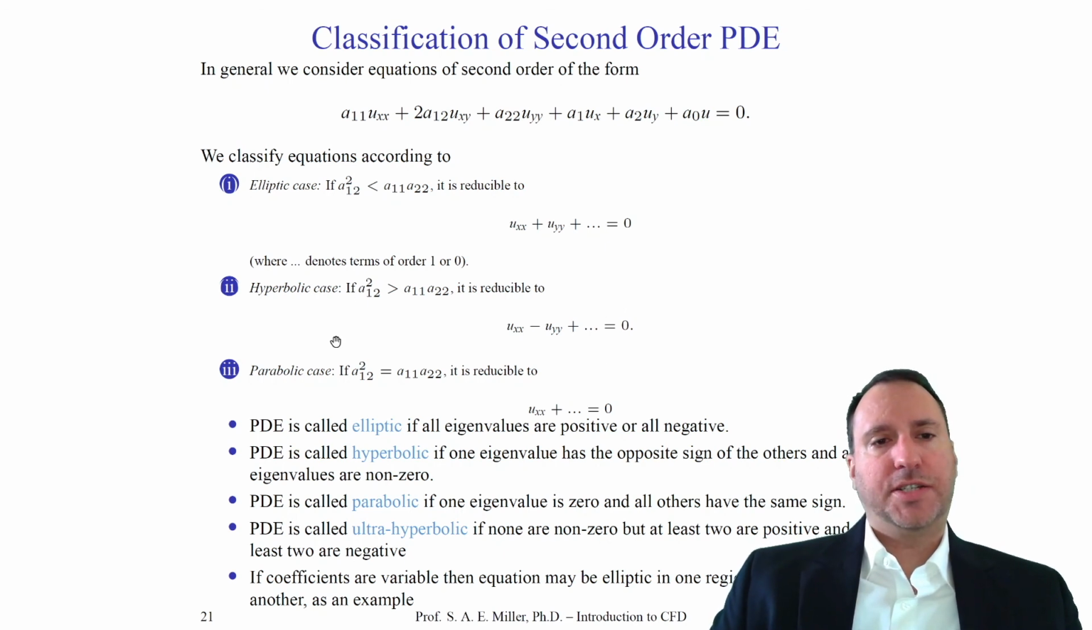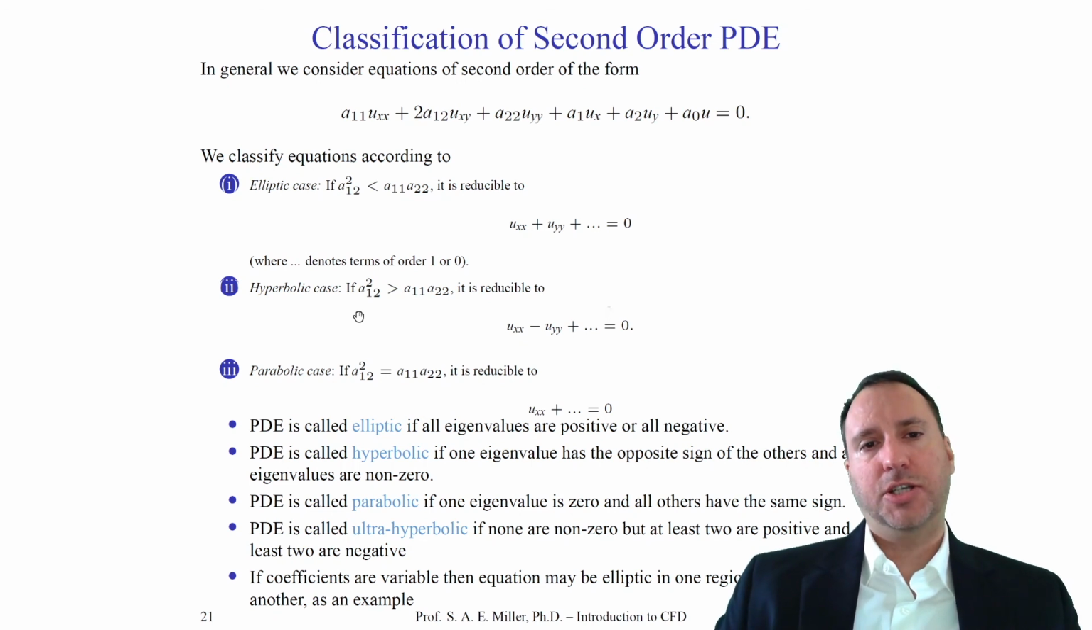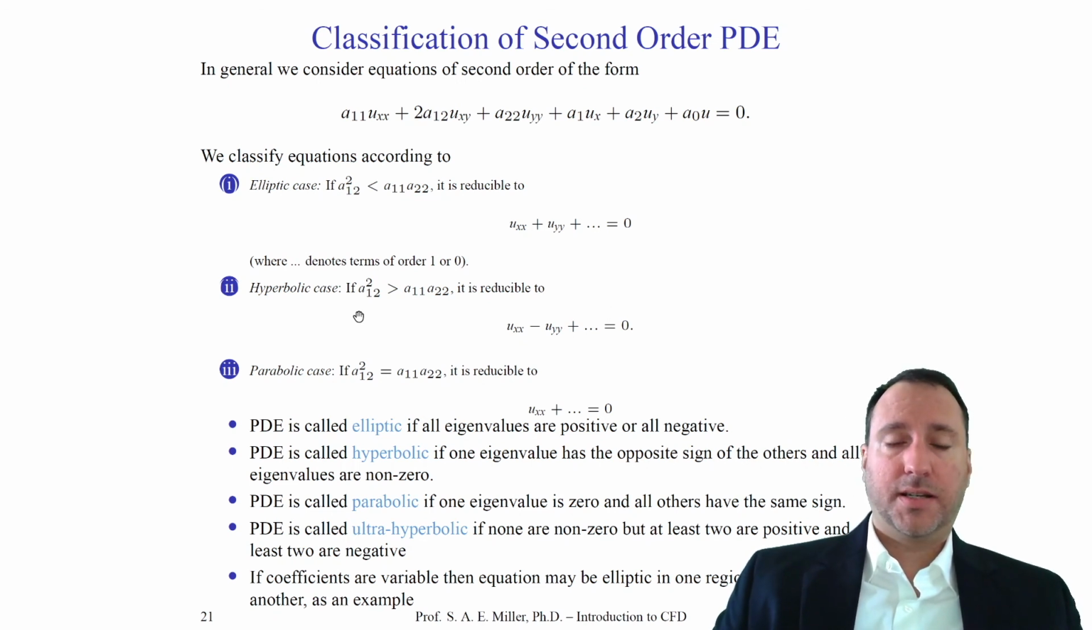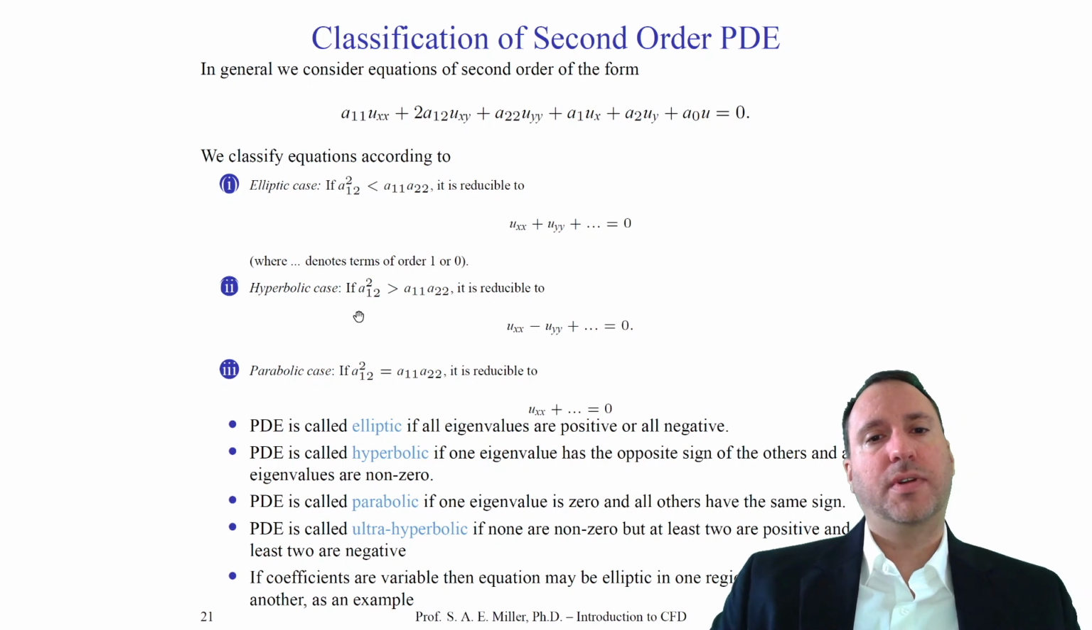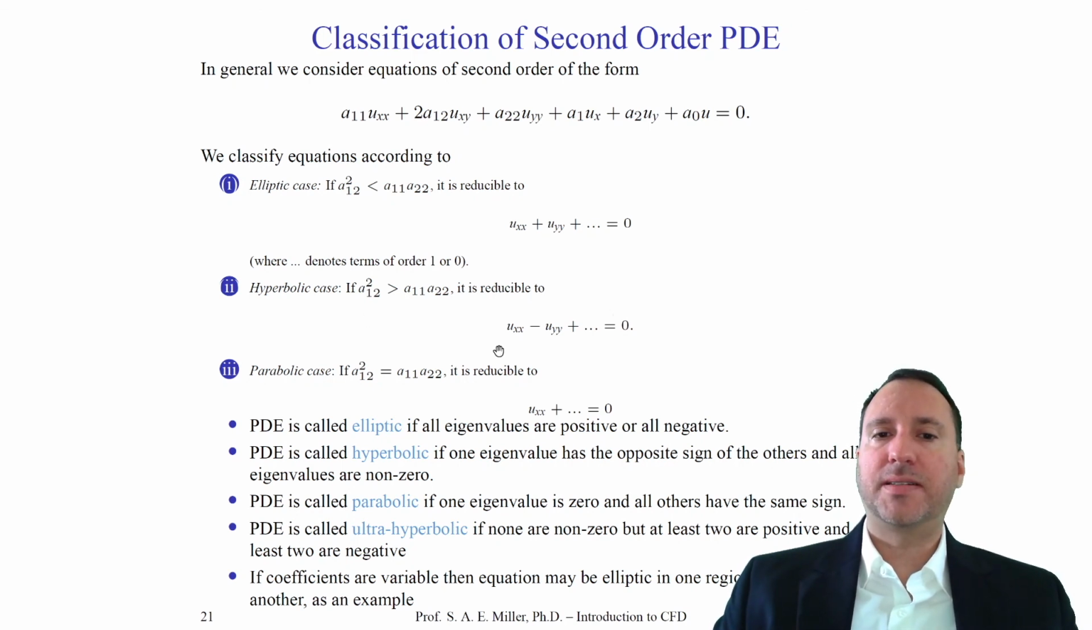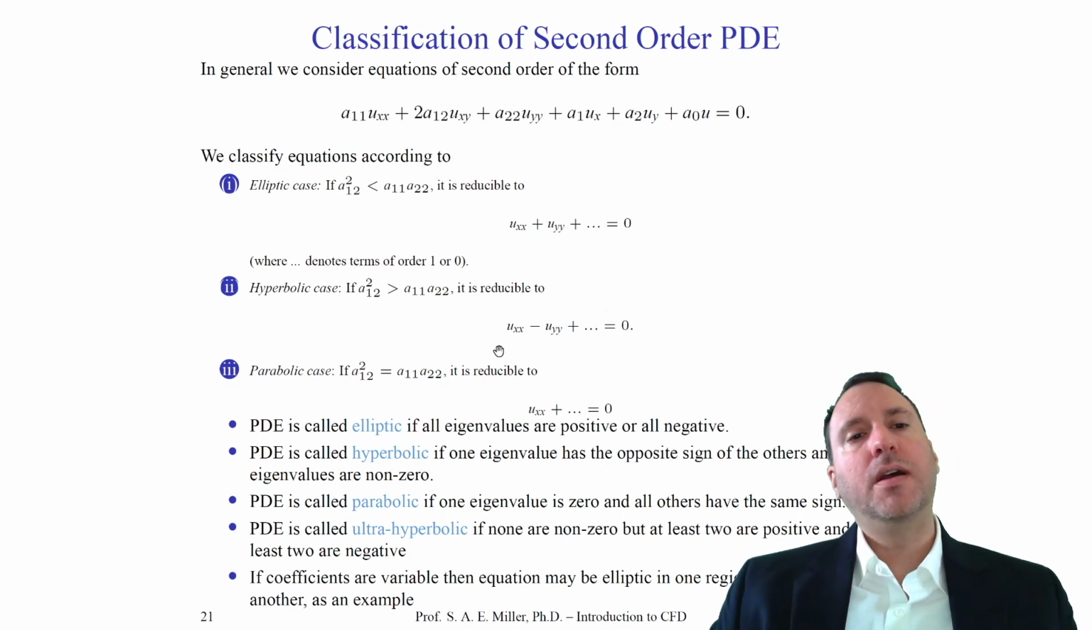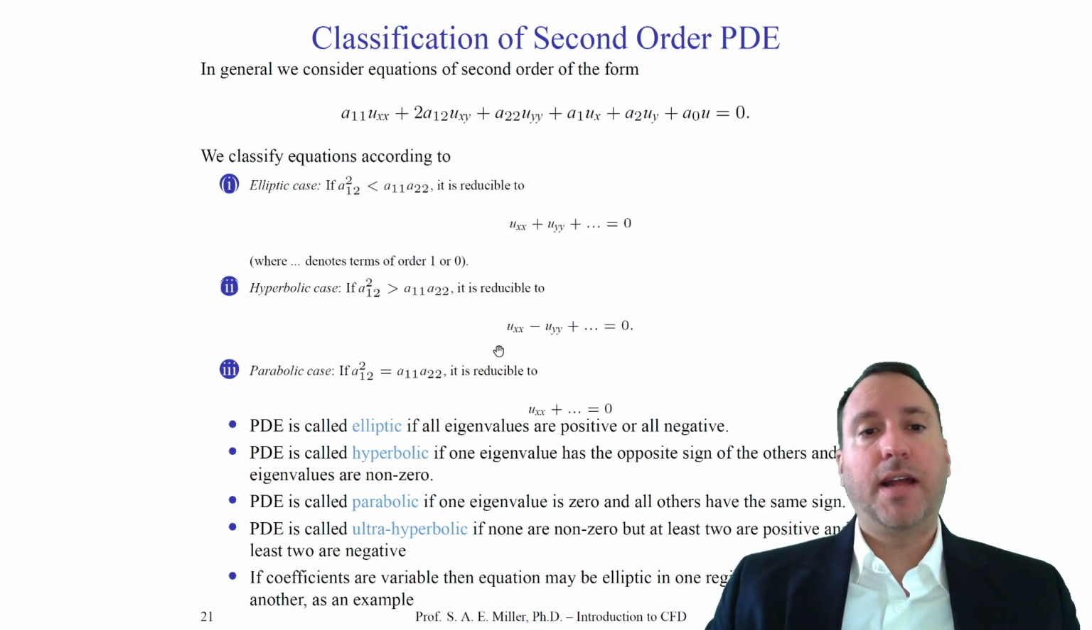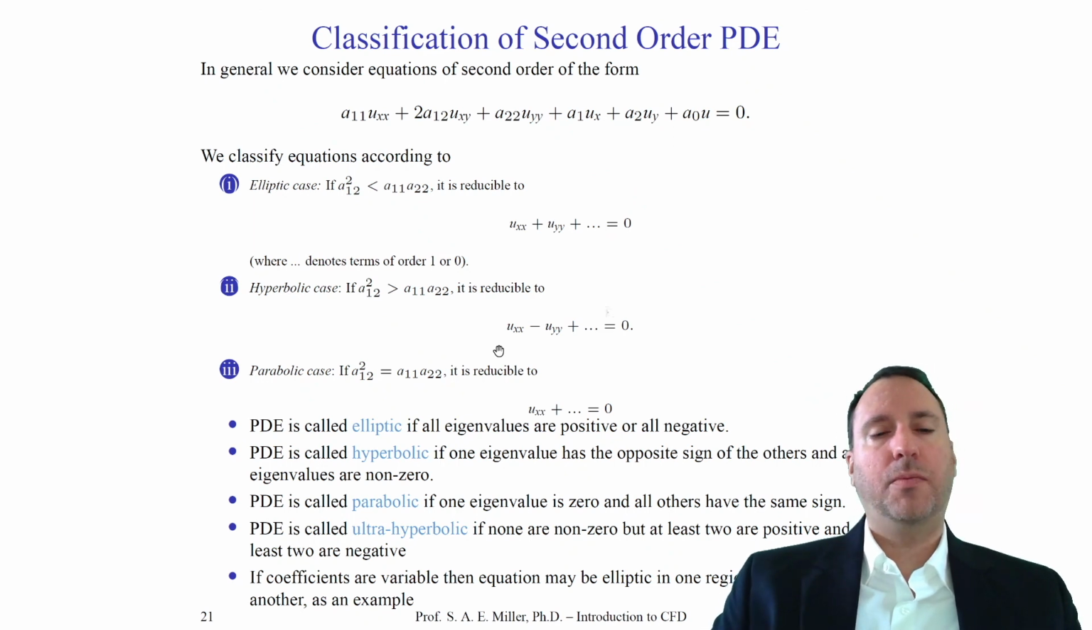We also call equations hyperbolic if a12 squared is greater than the multiplication, or in this case product, of a11 a22. That would be reducible to an equation in the form uxx minus uyy plus the remaining terms, which are equal to 0. Between the elliptic case and the hyperbolic case is when a12 squared is equal to a11 a22. It is reducible to uxx plus the additional terms equal to 0.